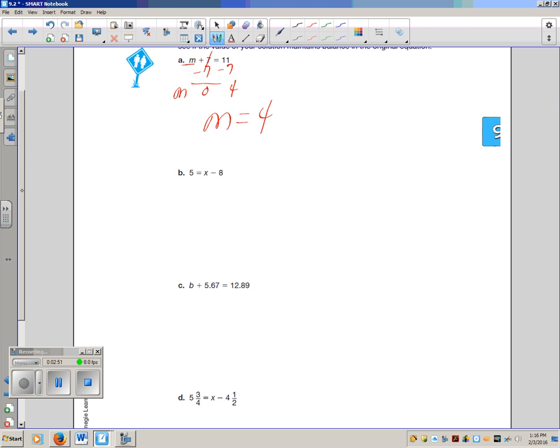Take a look at B. 5 equals x minus 8. You're going to get the variable on either side of the equation. The inverse of minus 8 is plus 8. I have to write the same on both sides. Minus 8 plus 8 is nothing. Solve 5 plus 8, 13 equals x.